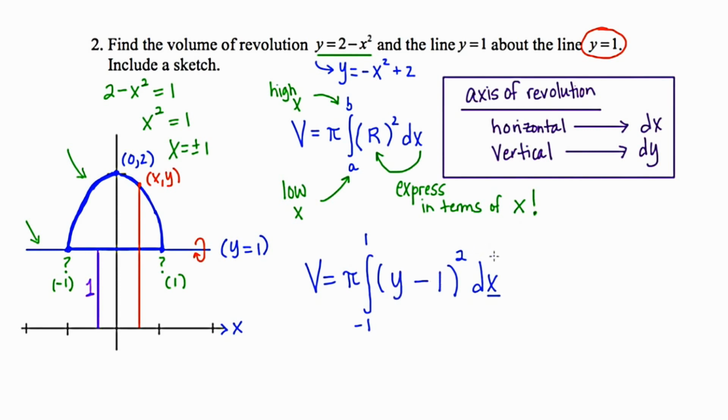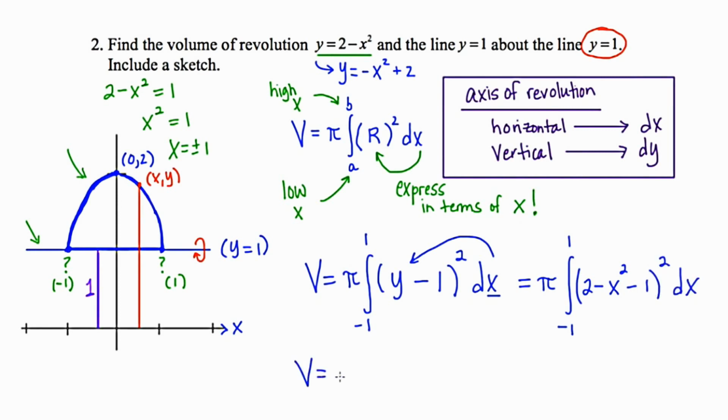Well, now we have the issue that the integrand is supposed to be exclusively in terms of x. So I'm going to have to do one more rewrite. y is the same as 2 minus x squared, and then I'm going to subtract 1 from that, and then square it. Continuing to clean this up a little bit, we know that 2 minus 1 is 1, so we have 1 minus x squared, and then we'll FOIL that.